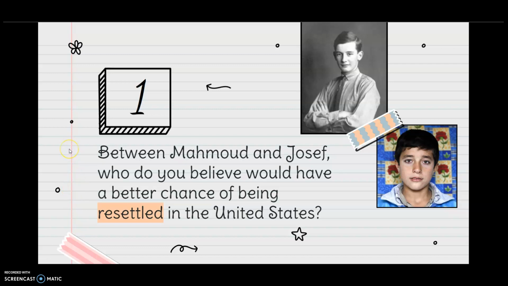So the first step is for you to decide on a character. I've used Isabel as an example, but that is purely because she's not going to be one of your options. You either have to do Mahmoud or Joseph, okay?